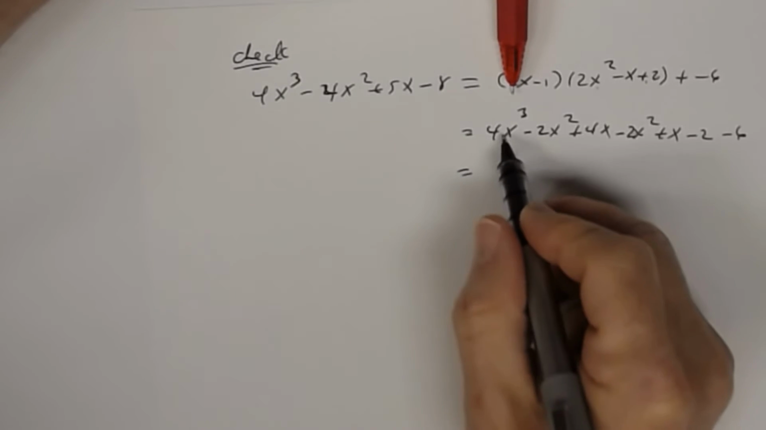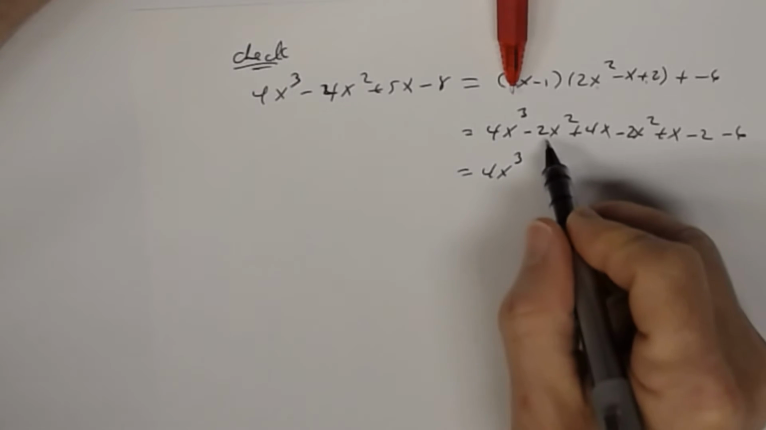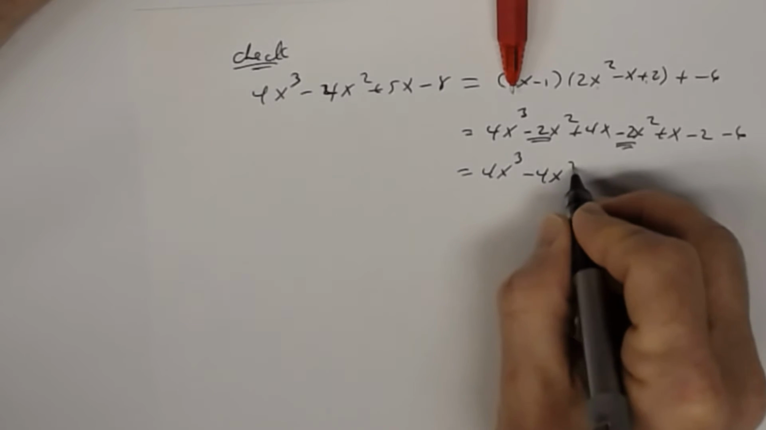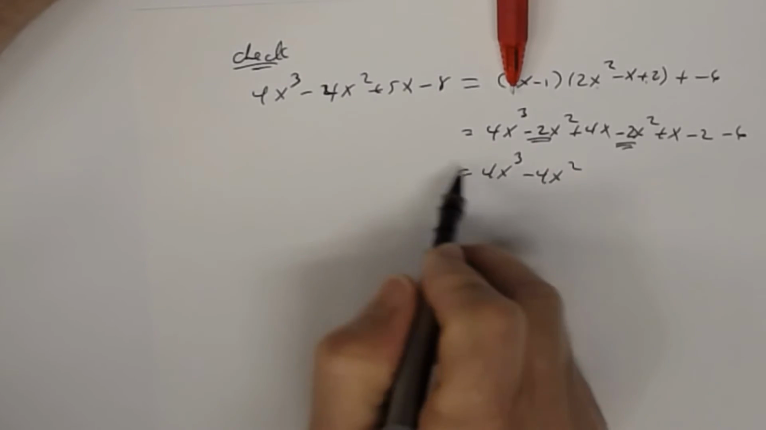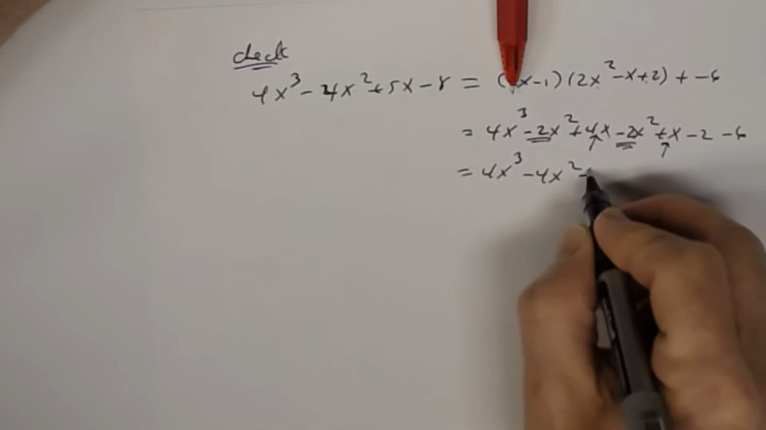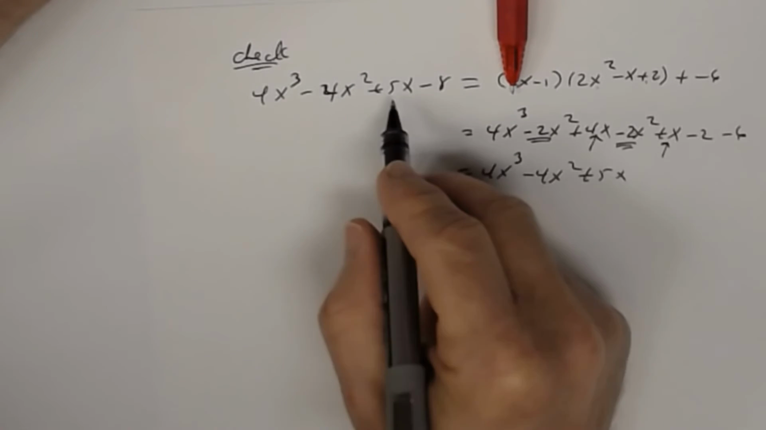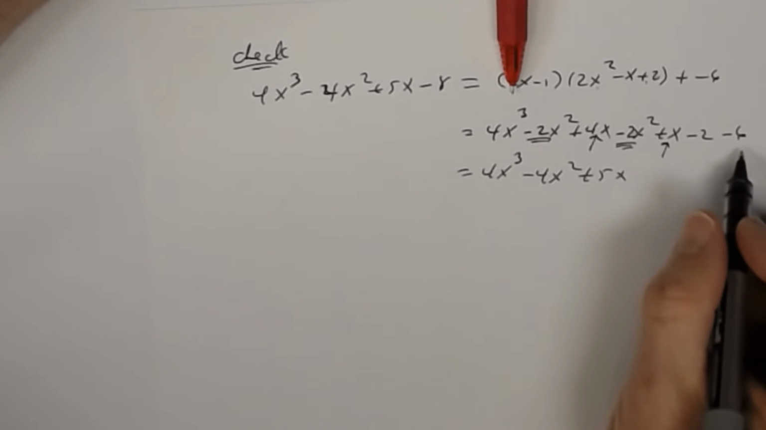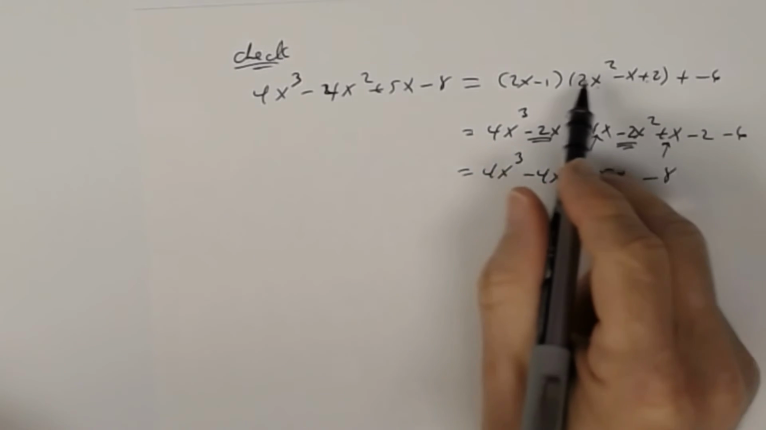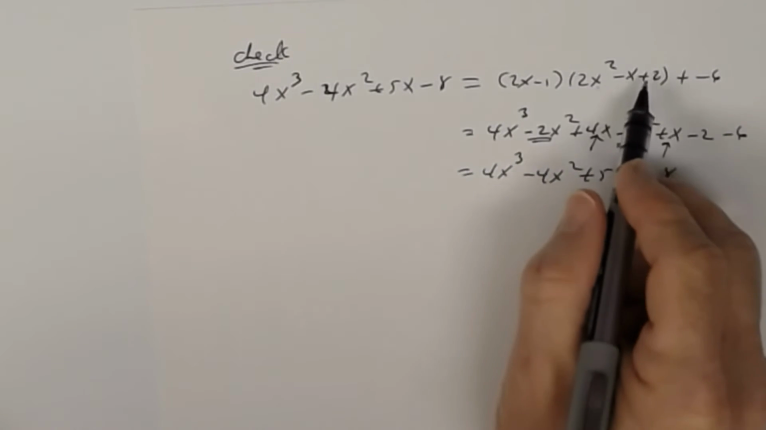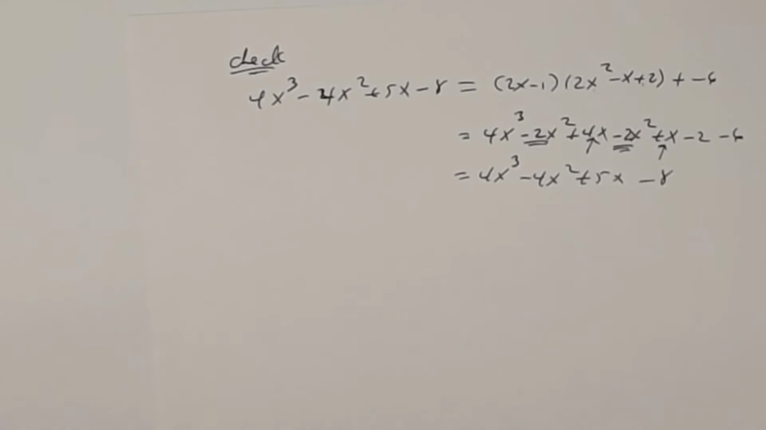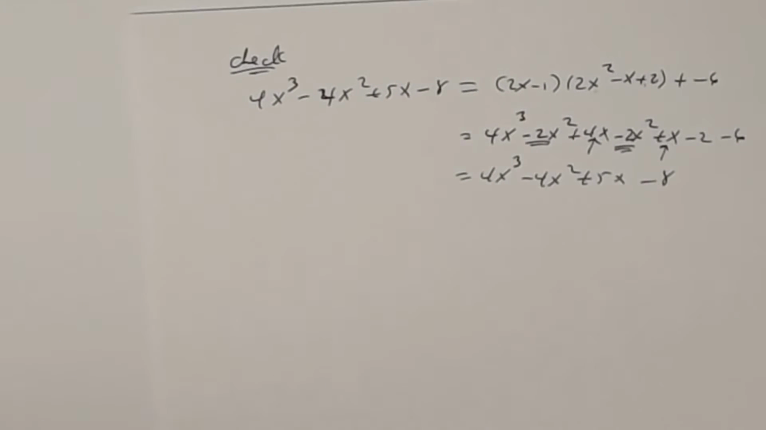Combining like terms, I get 4x cubed. A negative 2x squared and a negative 2x squared is a negative 4x squared. So far we're good, right? See that? And then 4x and a positive x is 5x. And so far we're good. See, we got it here. And then negative 2 and a negative 6 is a negative 8. All right? So notice that when I multiply the divisor by the quotient and add the remainder, I get the dividend. So what I've done is correct. All right, so that was number 1.